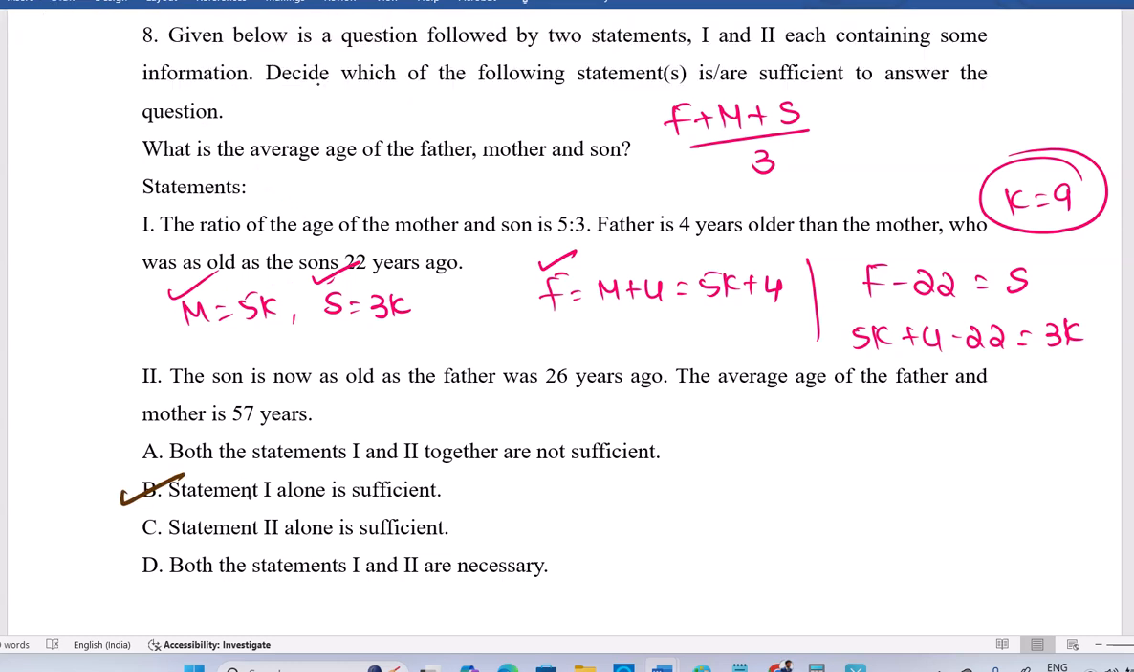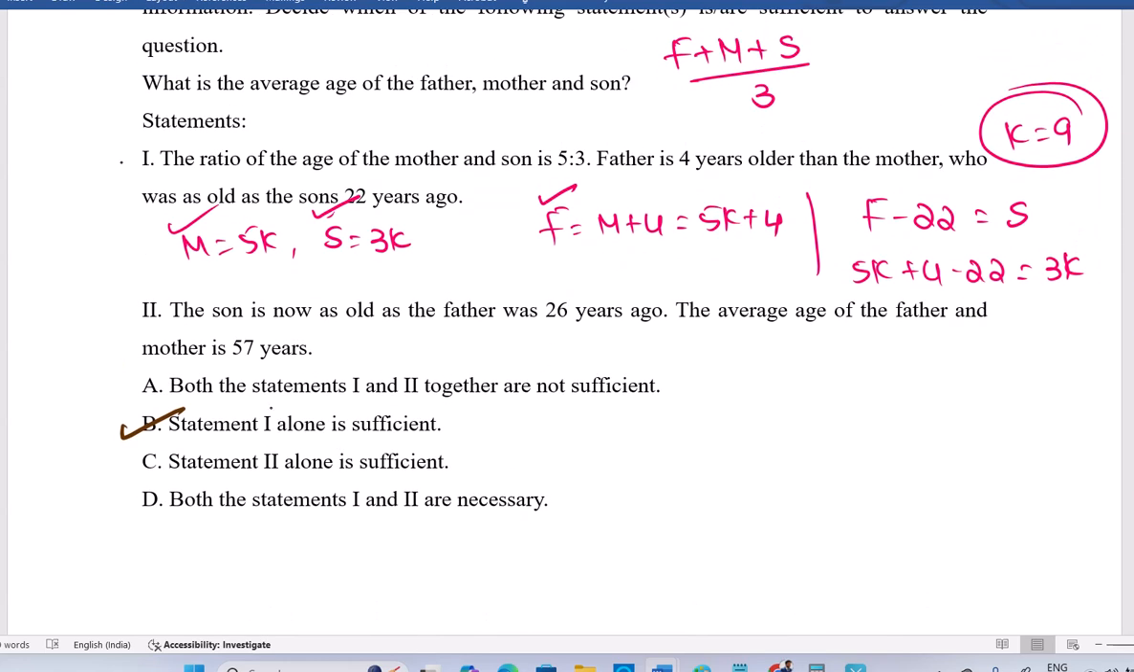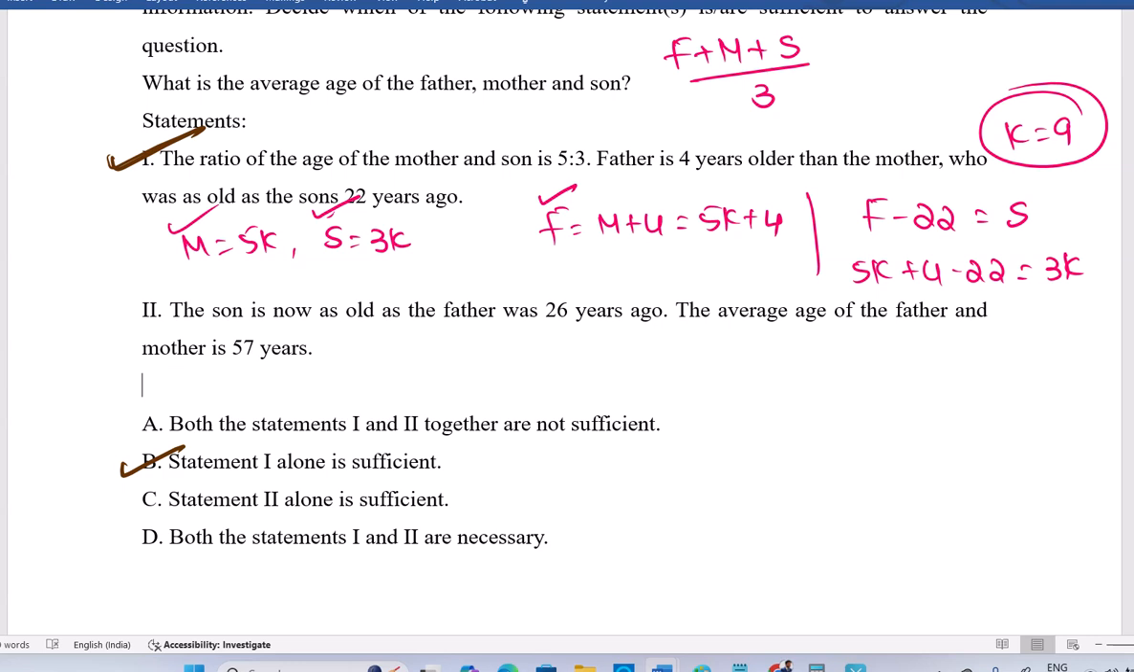Sir, you are not trying 2 alone. Here there is no option of either 1 or 2; each statement alone is not there. 1 alone is okay. Don't go for together. So what about the second one, sir? What have they given in the second one? The son is now as old as the father 26 years ago. So the father's age 26 years ago is equal to the son's age.